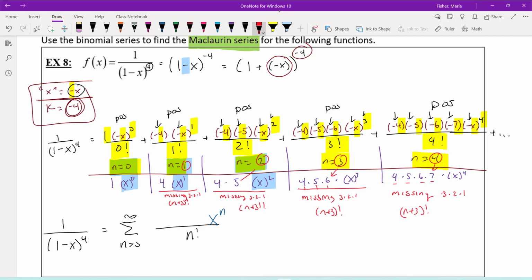Here at 0, well, it doesn't have a number, but if you think about it, if you had an n plus 3 factorial and you were plugging in 0, that's 3 factorial, which is a 3 times 2 times 1. But if you're missing a 3 times 2 times 1, wouldn't that just be 1? Yeah, exactly. So the numerator here is n plus 3 factorial, and then your denominator is 3 factorial. So the series for 1 over 1 minus x to the fourth is the sum from n equals 0 to infinity of n plus 3 factorial times x to the n, all over 3 factorial times n factorial.